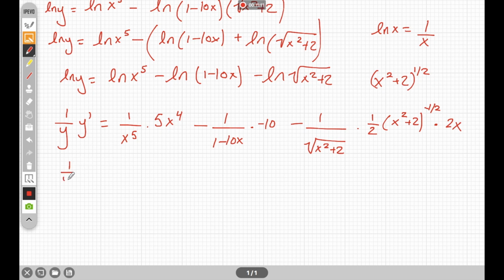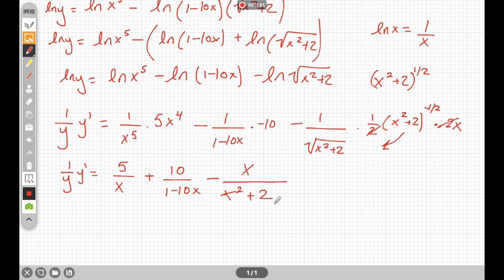Of course, you can combine everything. 1 over y times y prime is equal to 5x to the 4th over x to the 5th becomes 5 over x minus, this is negative 10 times a negative becomes a positive 10 over 1 minus 10x. This I'm just going to leave like it is. I'm going to move this to the bottom because it's negative half. So 2x times a half, this cancels out. So on the numerator I just have an x. On the denominator I have the square root of x squared plus 2 times the square root of x squared plus 2, because this is going to move to the bottom, is just x squared plus 2.